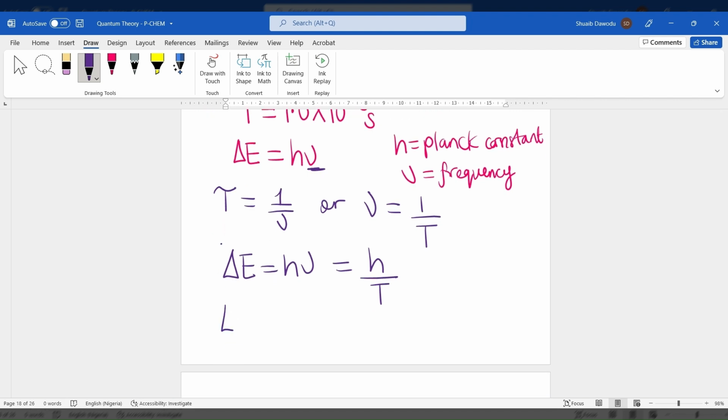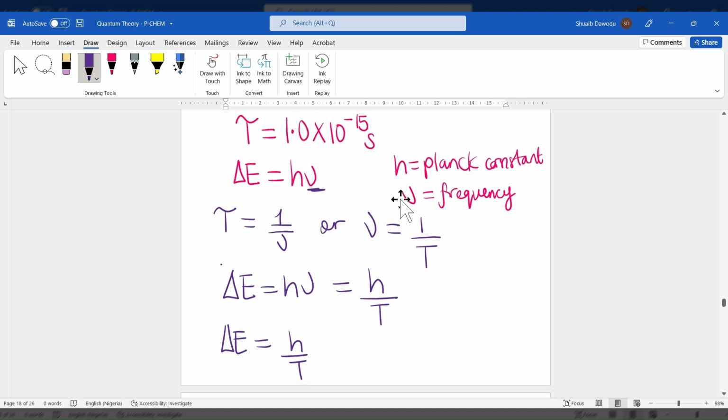So the change in E, which is the energy of the quantum, is going to equal Planck's constant divided by the period. So for the first question, we know our period to be what? 1.0 times 10 to the power of negative 15. So for the Planck constant, it is 6.626 times 10 to the power of negative 34 joule seconds. And then, of course, the period, sorry, not the temperature, the period is 1.0 times 10 to the power of negative 15 seconds.